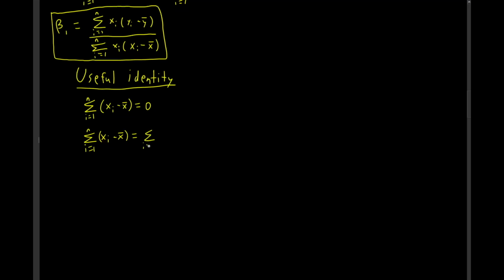First, we split the sum. And since x bar is a constant, the second sum is the same as n times x bar. We'll now plug in the definition of x bar. And you'll see that the n's cancel out, and these two sums also cancel each other out, and we're left with 0. By the same logic, we have the equivalent identity for y's. Cool. Now let's apply this to the formula for beta 1.